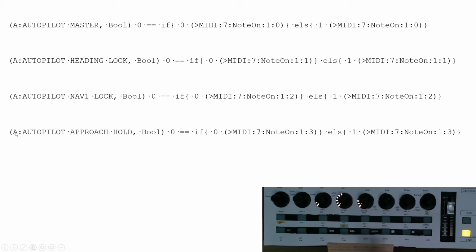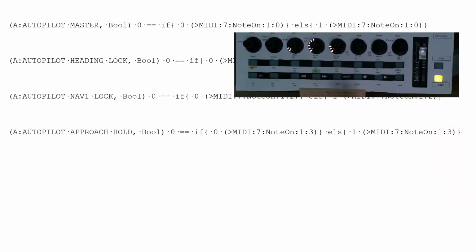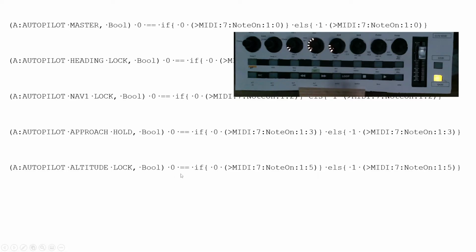Bulb number 3. Well, if it's in approach mode, then if it's not, send a 0 to bulb number 3. If it's on, send a 1 to bulb number 3. And I'll just switch that out of the way for the moment. I do them slightly out of sequence.